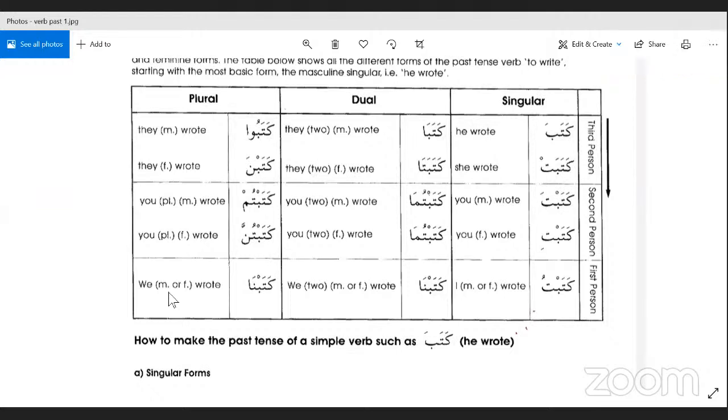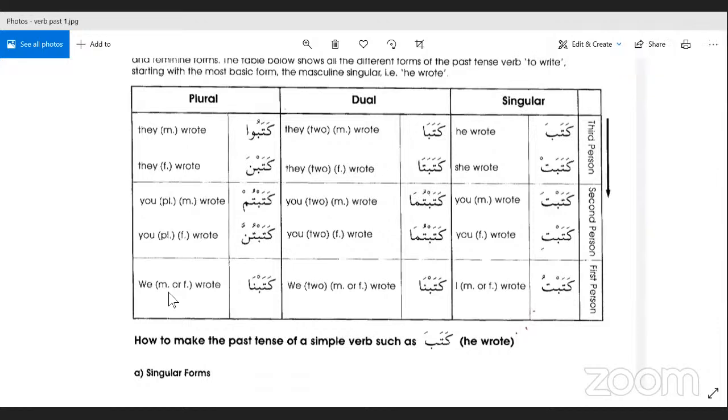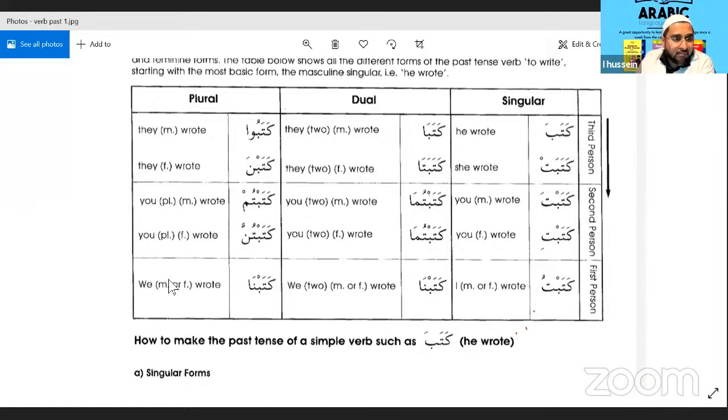I'm going to give you the verb fataha. Fataha means he opened. Fataha, fatahu, fatahat, fatahata, fatahna, fatahta, fatahtuma, fatahtum, fatahti, fatahtuma, fatahtunna, fatahtu, fatahna. Excellent.